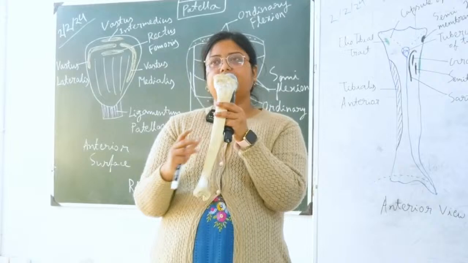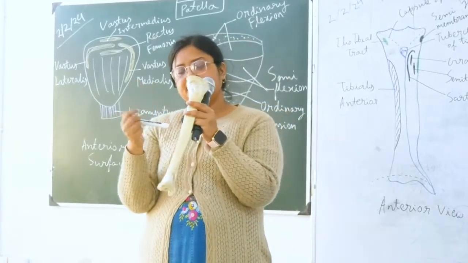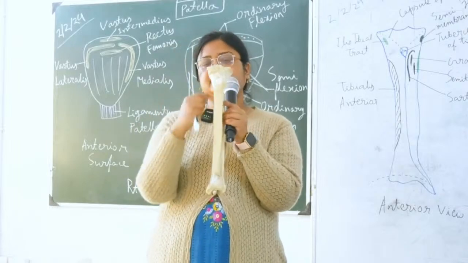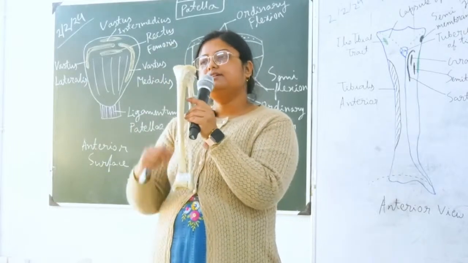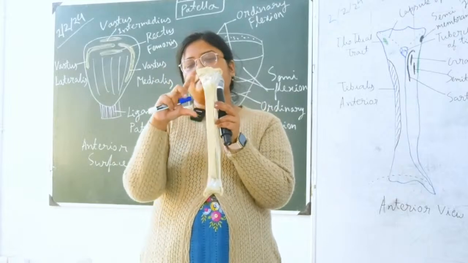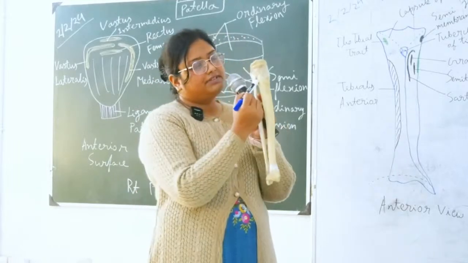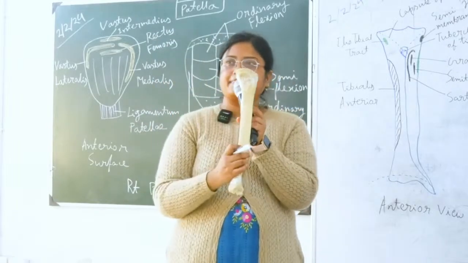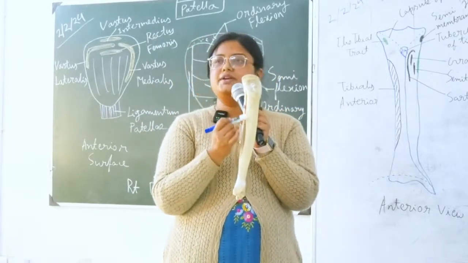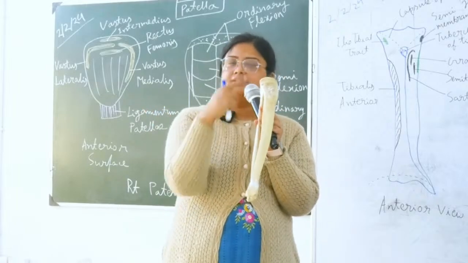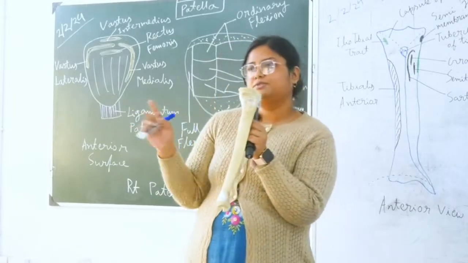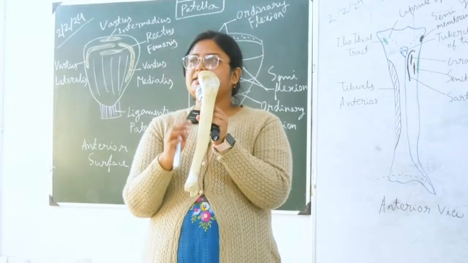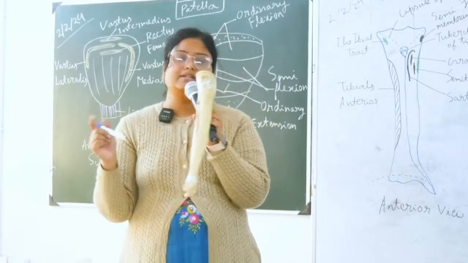The posterior surface is divided by one very oblique ridge, which extends downward and medially, meeting the medial border at the junction of upper one-third and lower two-third. This ridge is known as the soleal line. You will be asked to show it. Just below the soleal line, there is attachment of the soleus muscle.